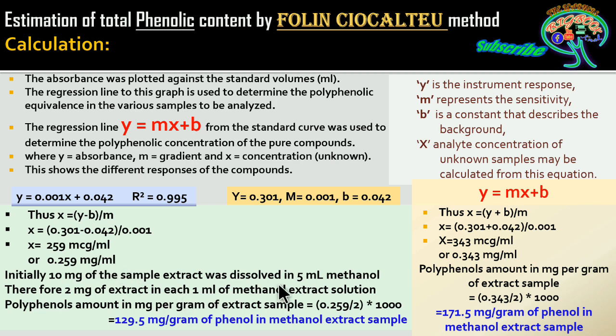So in this sense, if you are going to subject these values to calculate the exact amount of milligrams of gallic acid equivalents for the polyphenols, it is 0.259 divided by 2. This 2 is for the 2 milligrams of the methanol extract that has been taken into consideration, and further it will be multiplied by 1000. This 1000 is nothing but the 1000 milligrams in a single gram of weight. So we get 129.5 milligram per gram of phenol in methanol extract sample.